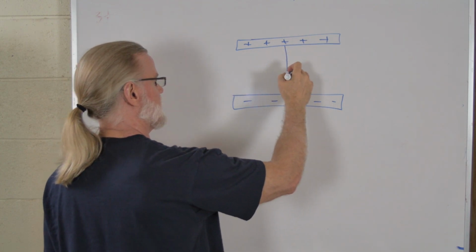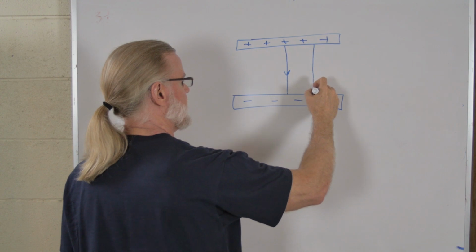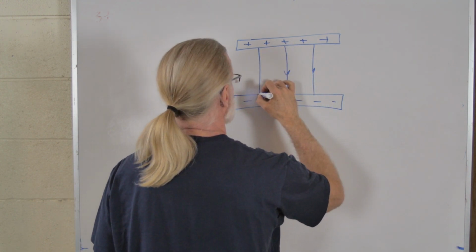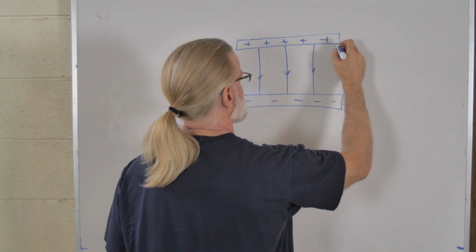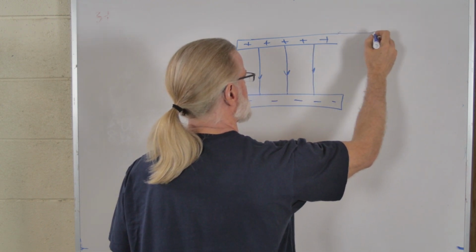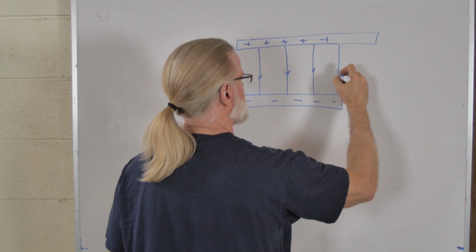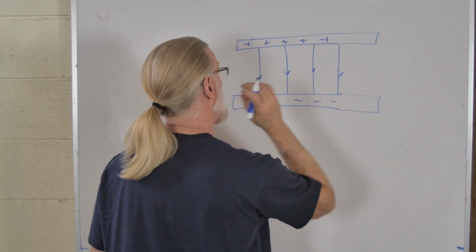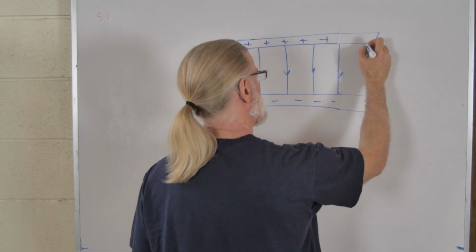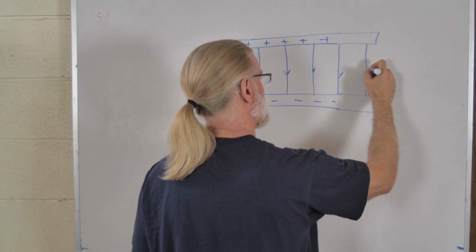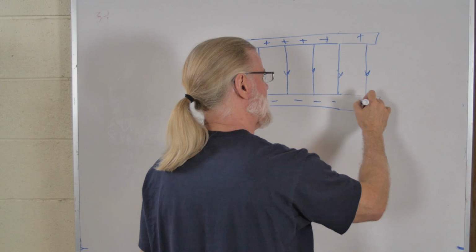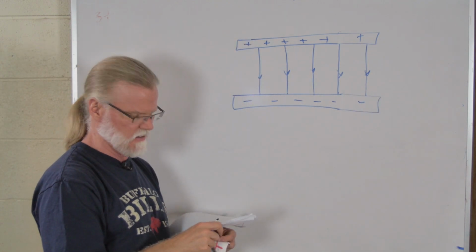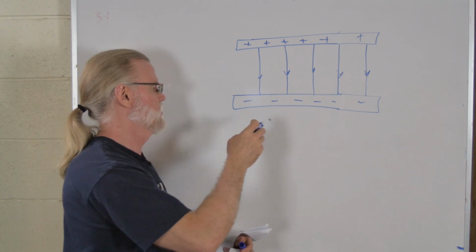Notice I draw touching each plate, and I draw them evenly spaced. Let's make it a little bigger. All right. There will be a small fringing about the edges, but that's not the important thing. The important thing is that the electric field is the same everywhere between them.